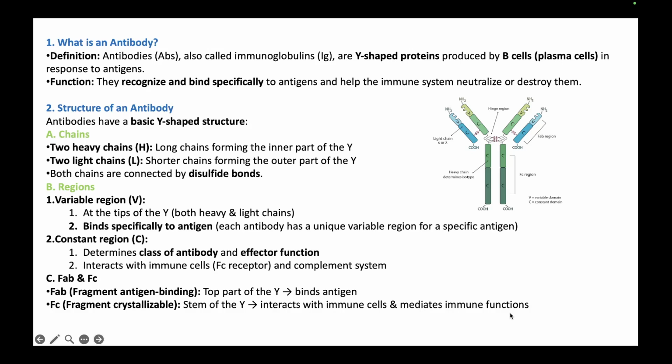So if any antigen is being coated by the antibody, the top portion of the antibody binds to the antigen, and the bottom portion of the antibody will bind to the immune cells. This bottom portion is called the Fc region. The immune cell which can bind to the antibody has the Fc receptor, because the top region is binding to the antigen, so the immune cell should bind from this region.